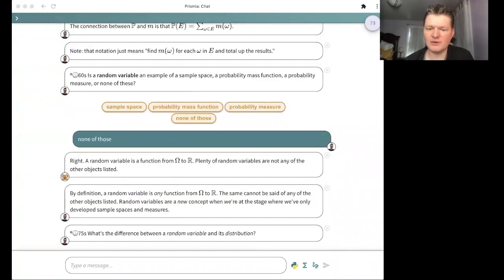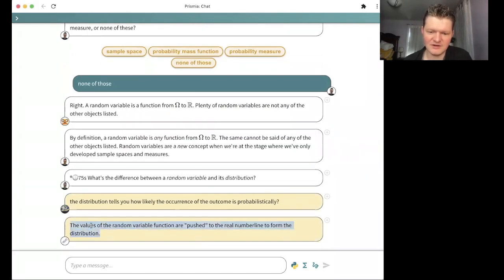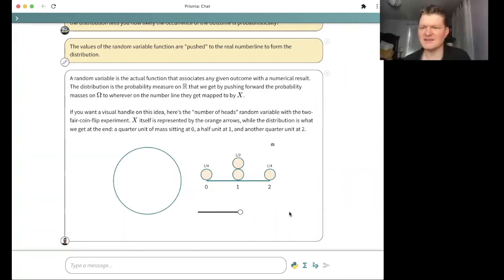Here's yet another review question from last time. What's the difference between a random variable and a distribution? So this one is excellent from Hardy. I really like this formulation of it. Hardy, do you want to tell us about your answer here? Yeah, exactly. Yeah, that's perfect.